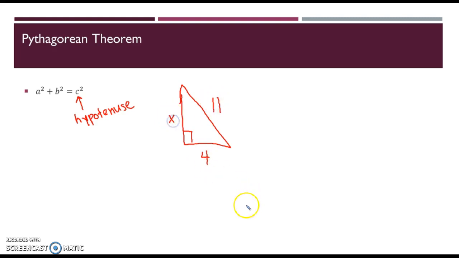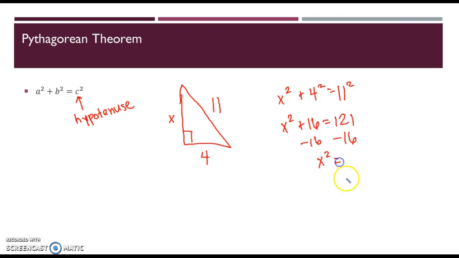So for example, if I said that we had a side length of 4 and 11, and I wanted to know this side length over here, I'm going to plug it into the Pythagorean Theorem, where 11 is my c, so x squared plus 4 squared equals 11 squared. x squared plus 16 equals 121. Then we can subtract 16 from both sides to get x squared equals 105. To get x by itself, I then have to take the square root. So then we get x equals the square root of 105.